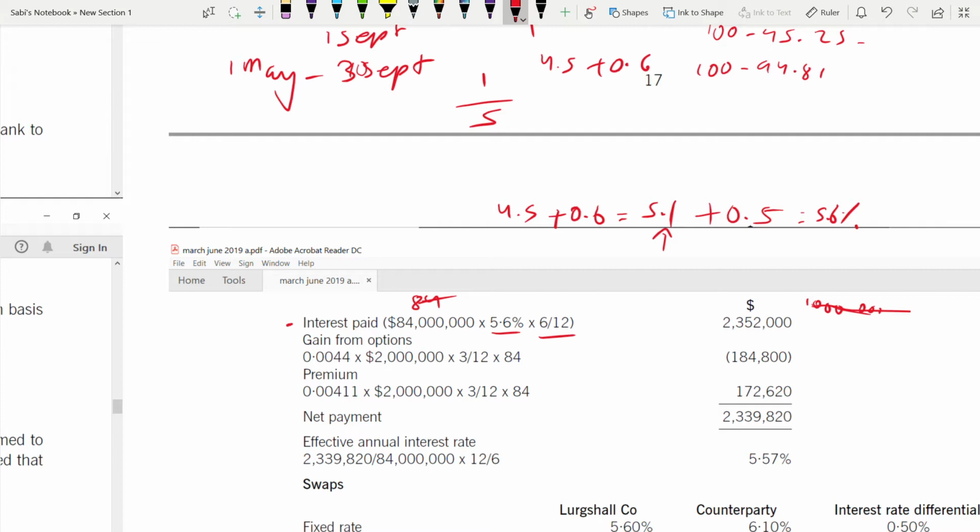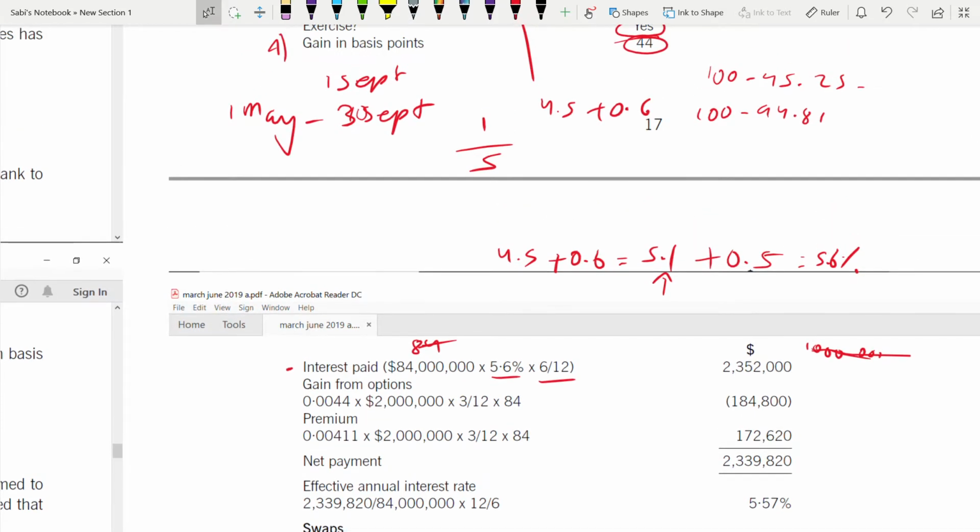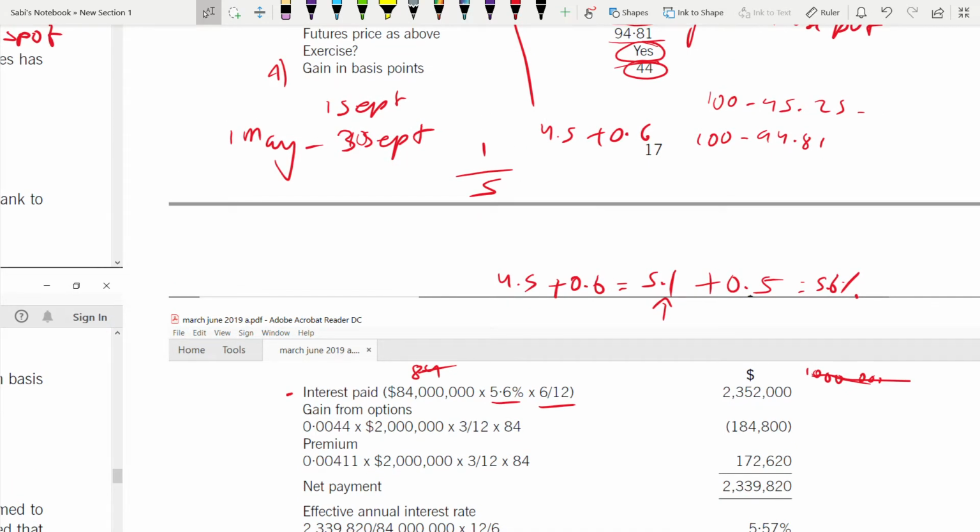Okay. Now, next, your gain from options. So what is your gain? And also the premium. So what is your gain? It is 44 basis points.